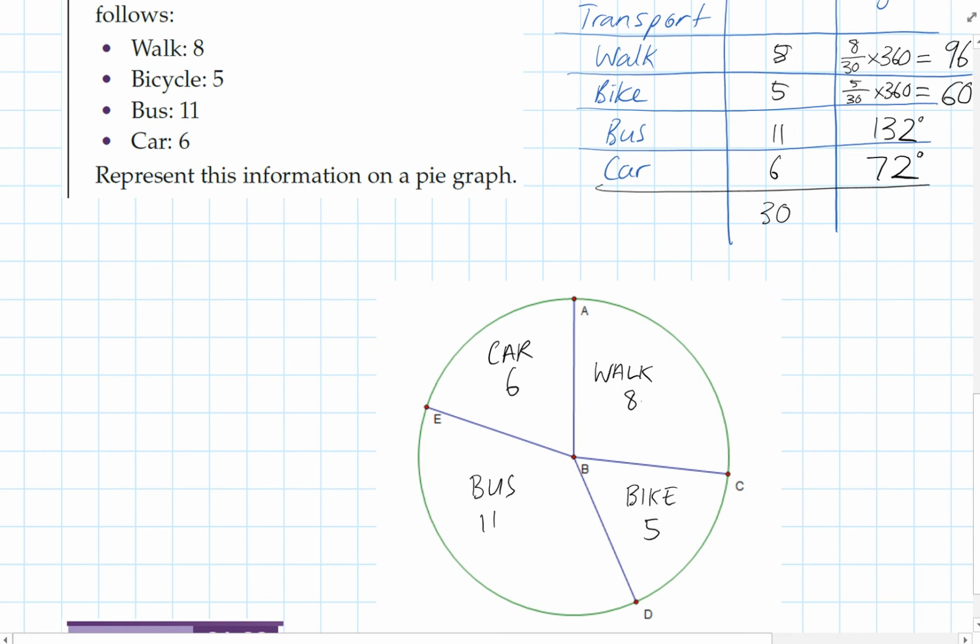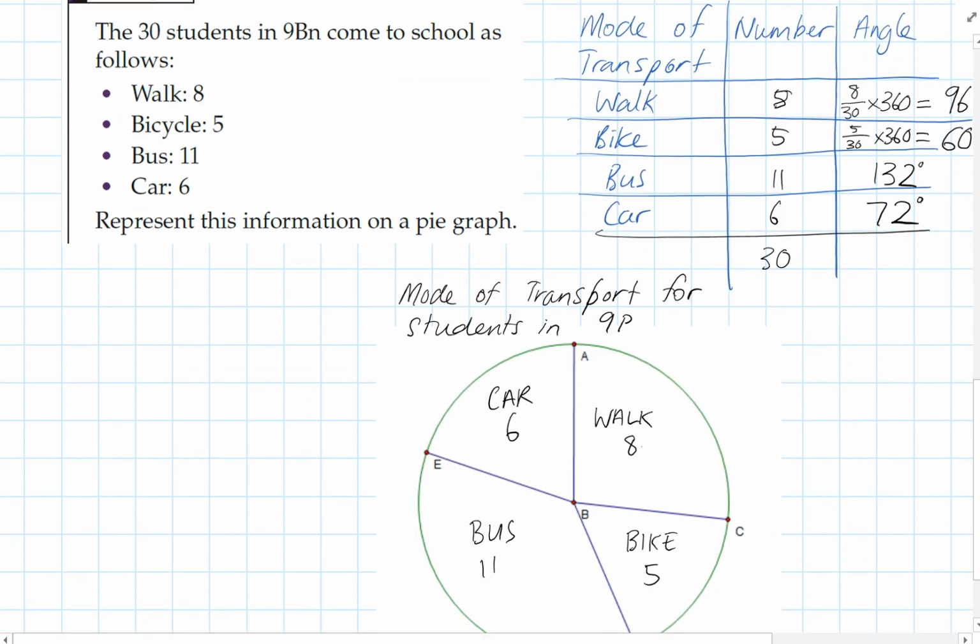Okay, so we just need a title for this as well, and we'll call it mode of transport. Transport for students in 9BN, and that's our graph.